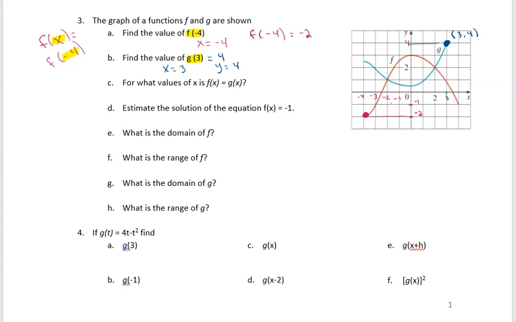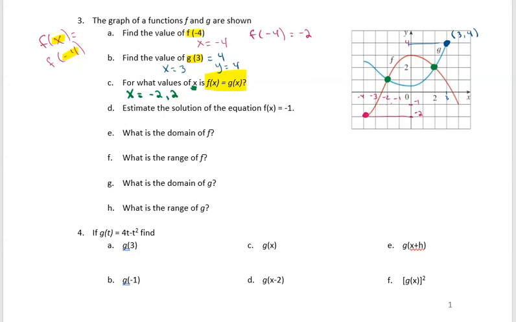The next one we have, for what values of x is f of x equal to g of x? If f of x is equal to g of x, then that means the two graphs are going to cross. So it looks like right here and right here. It's asking us for what values of x. So this would be the graphs are going to cross at x equals 2 and x equals -2.